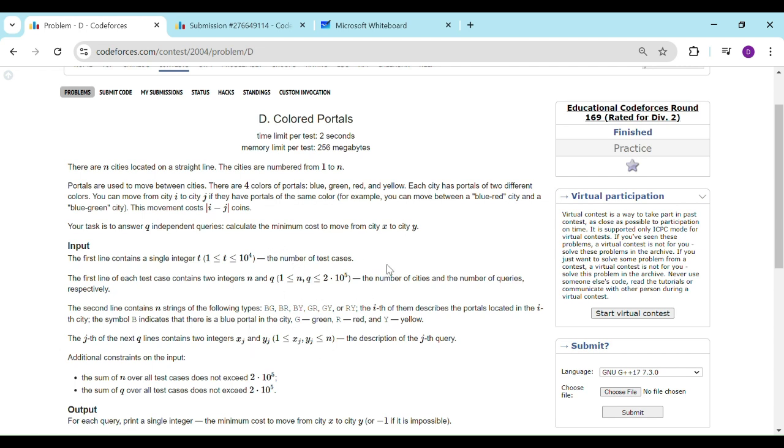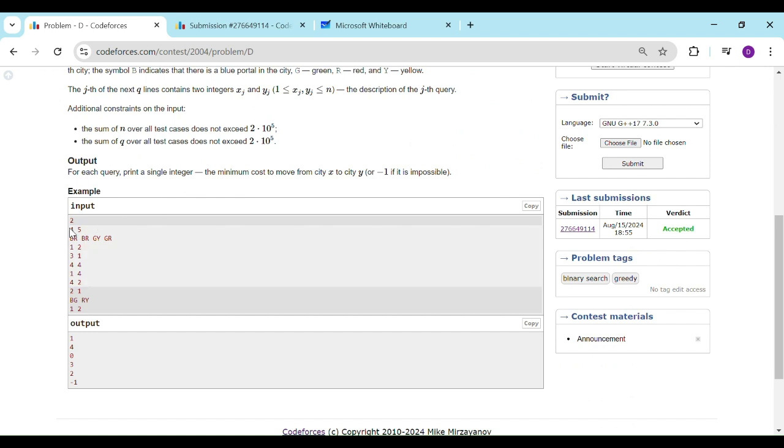Basically, if there is at least one color in the portals that is equal to the different portal, then you can move from portal I to portal J, and you need to calculate the minimum cost to move from city X to city Y. Okay, so you are given n cities. Each city has two types of colors. You can move from one city to another city if there is at least one color matching. Else you cannot move through the cities.